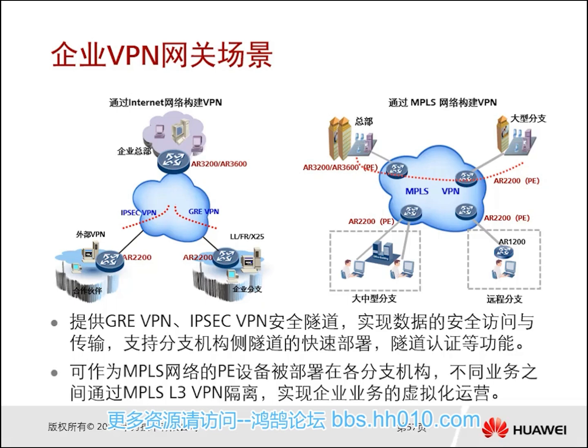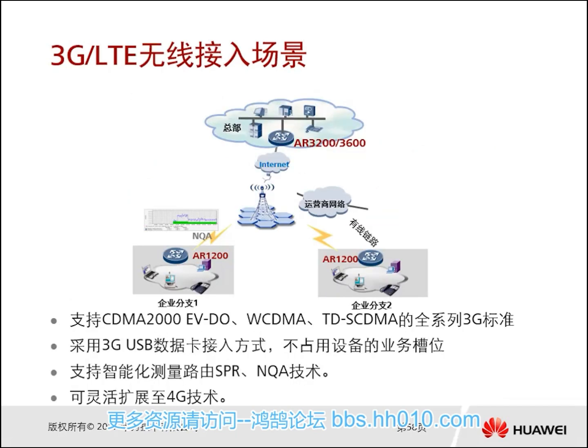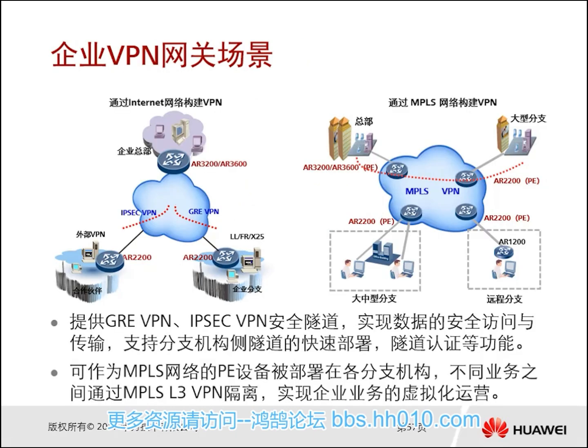So it can also serve as a PE device in an MPLS network. Deployed in various branch offices, different services can communicate through VPNs existing in MPLS, achieving virtualized operations for enterprise business. So with this router, he can provide a variety of security access functions, including this GRE VPN, IPsec VPN secure tunnel to achieve the secure access and transmission of my data. So, partners can actually receive it through this remote tunnel approach. Access an internal resource. Within the enterprise, support secure authentication and authorization for this user.